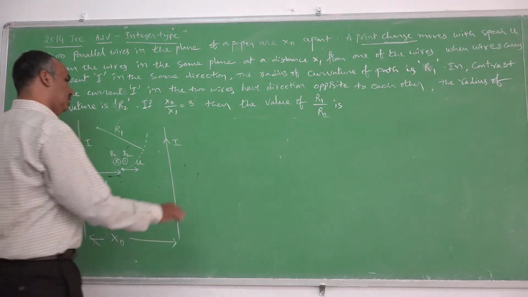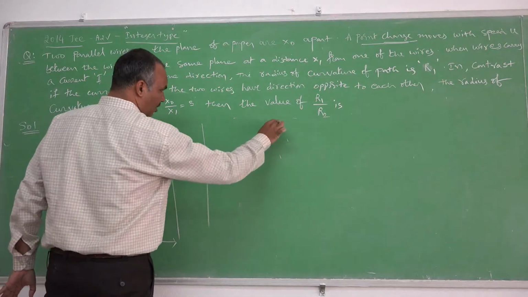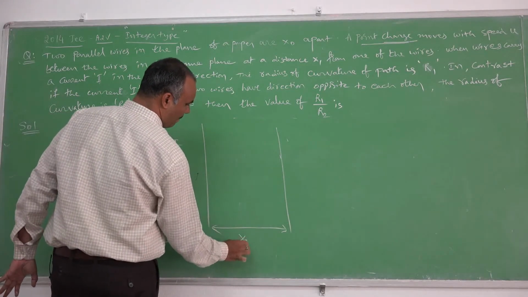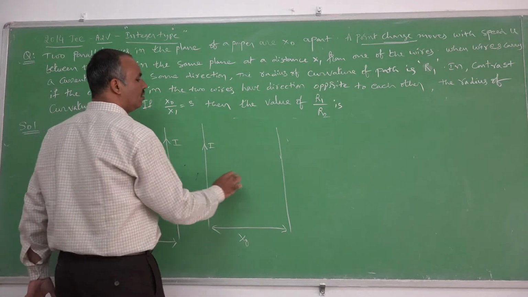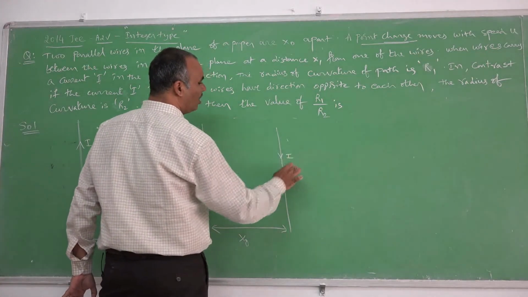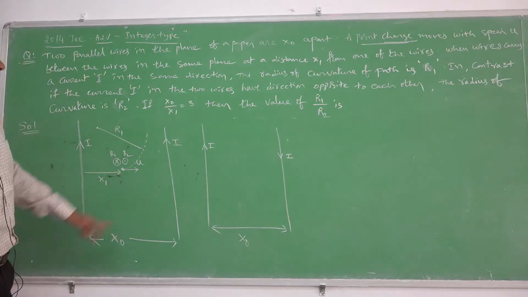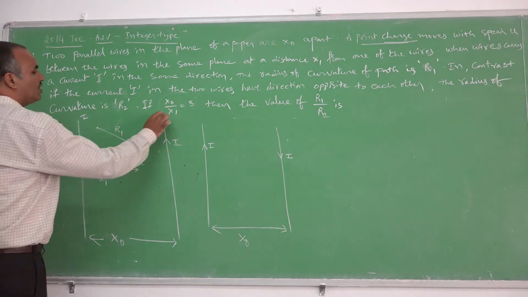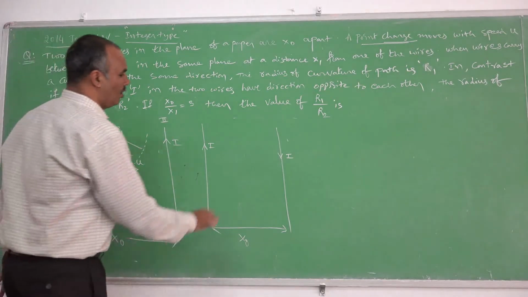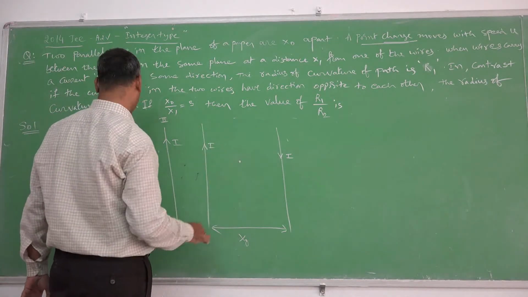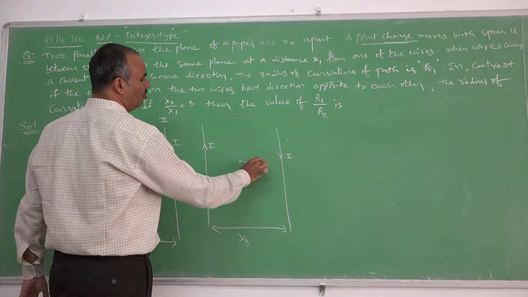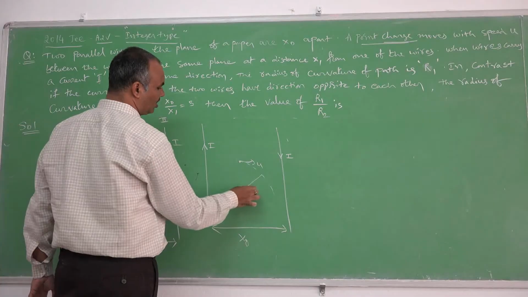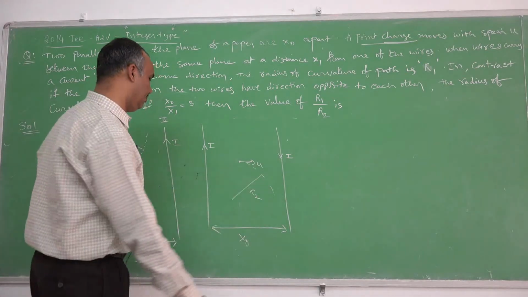In the second case, again the same set of conductors separated by the same distance x naught, but current of the same magnitude is moving in opposite directions in the two conductors. This is the first conductor, this is the second conductor. Now the particle is again moving with u, it might be moving in some other path like this, and may have some radius of curvature r2 in the second case.